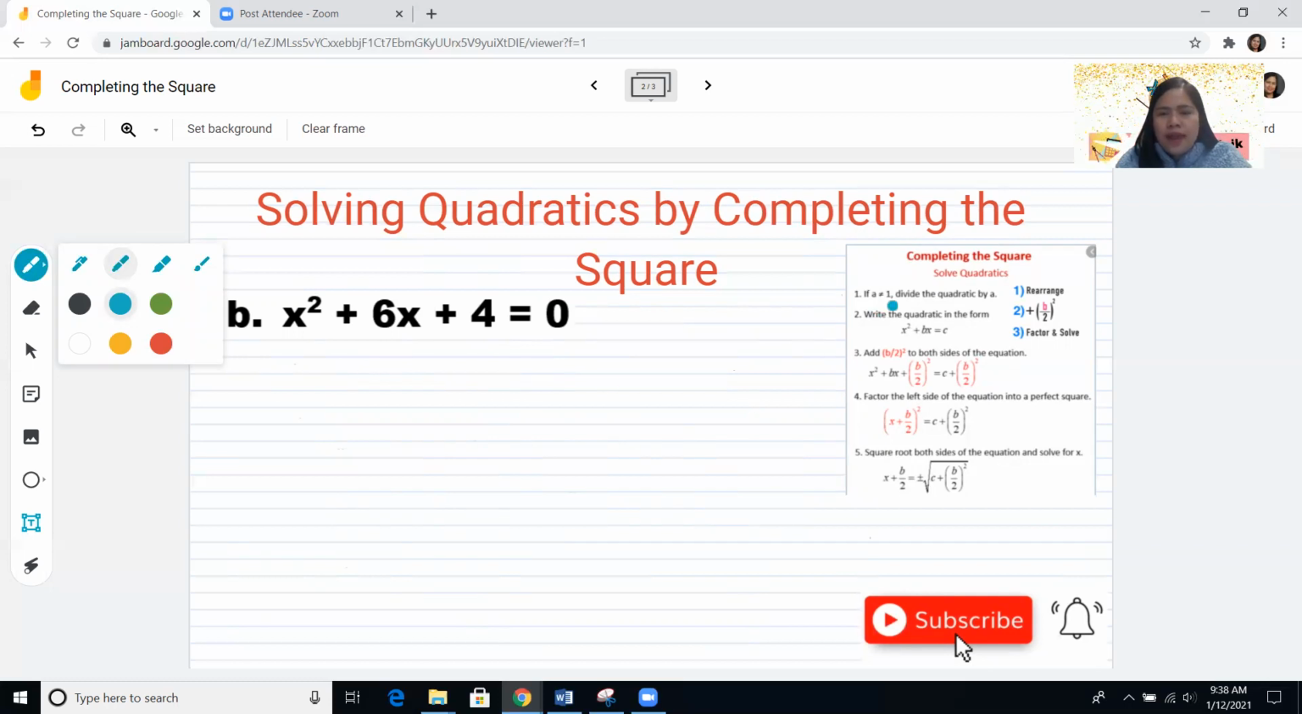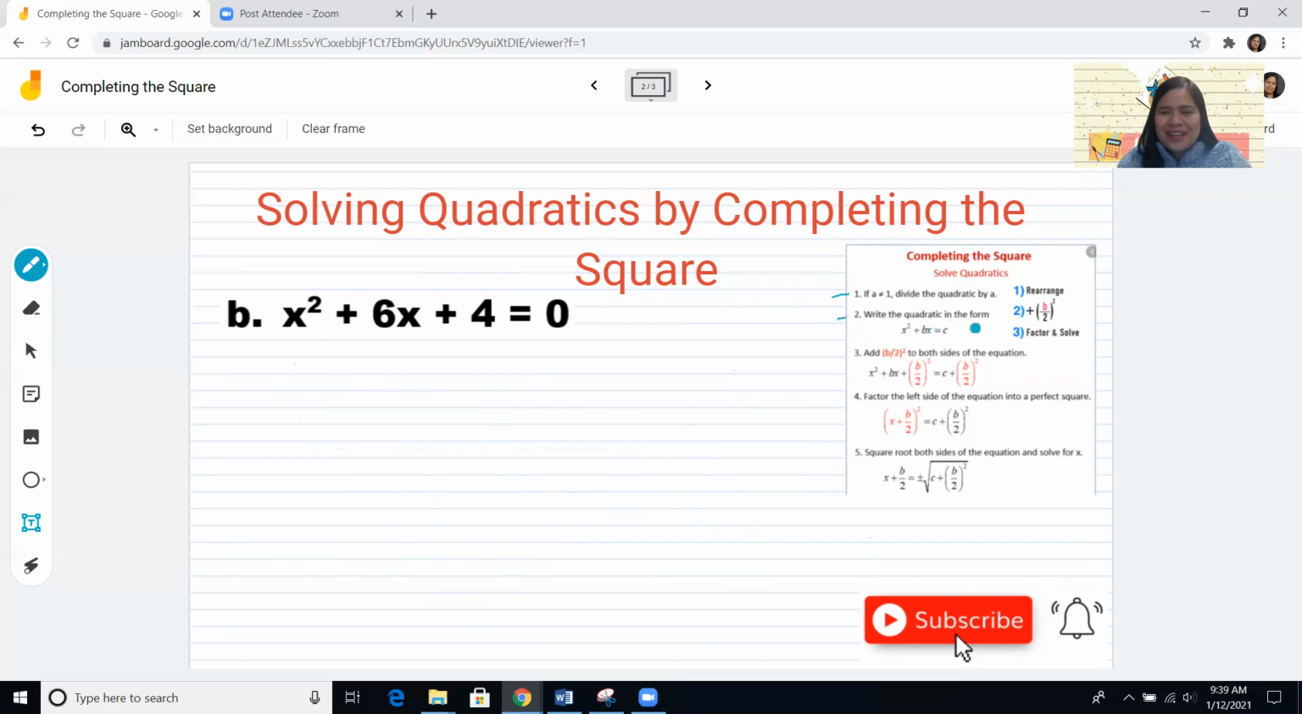Step 1: if a is not equal to 1, divide the quadratic by a. So a in here is equal to 1. I'm sorry, so we'll skip step 1. Can you show us another video where a is not equal to 1? Yes, that will be the lesson for the next video. Then we'll proceed to step 2. Just wait for that next video.